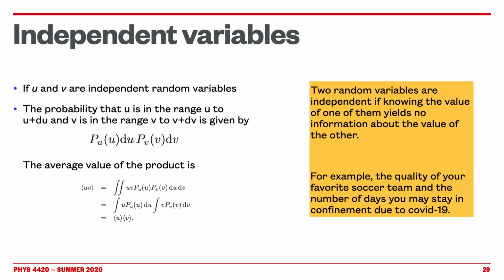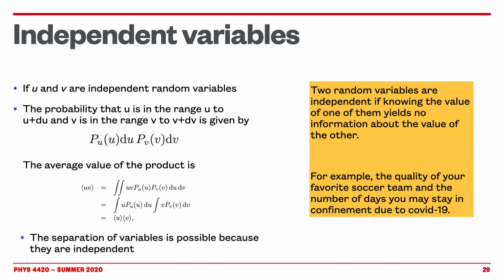Well, when you do that, you realize that the two integrals are independent and you can separate U and V. And it turns out that the expectation value of the product is the product of the expectation values. So this is a very important result: when you have two independent variables, the expectation value of the product is the product of the expectation values. It only works for independent variables. So the separation of variables, as I said, only works because they are independent.